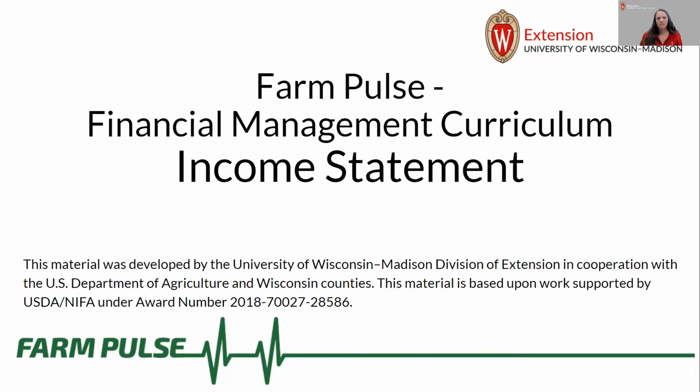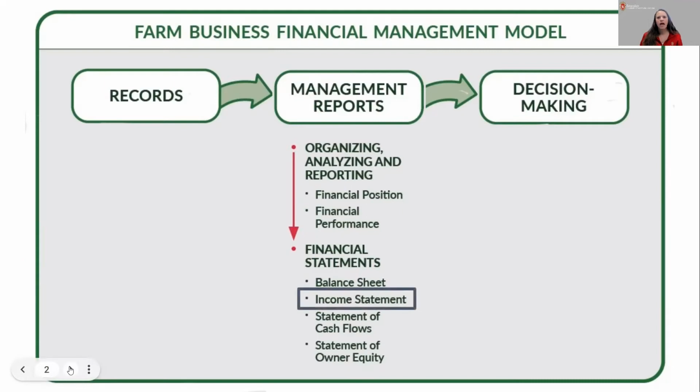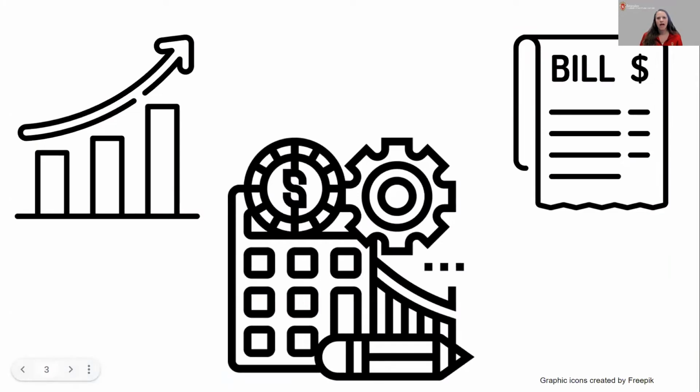And we are continuing with the financial management model and the income statement. The income statement is a report of the farm business's financial performance during a given time frame. It measures profit or loss in a given time period. Every business produces a product. Product sales generate a return to the expenses incurred when making that product.